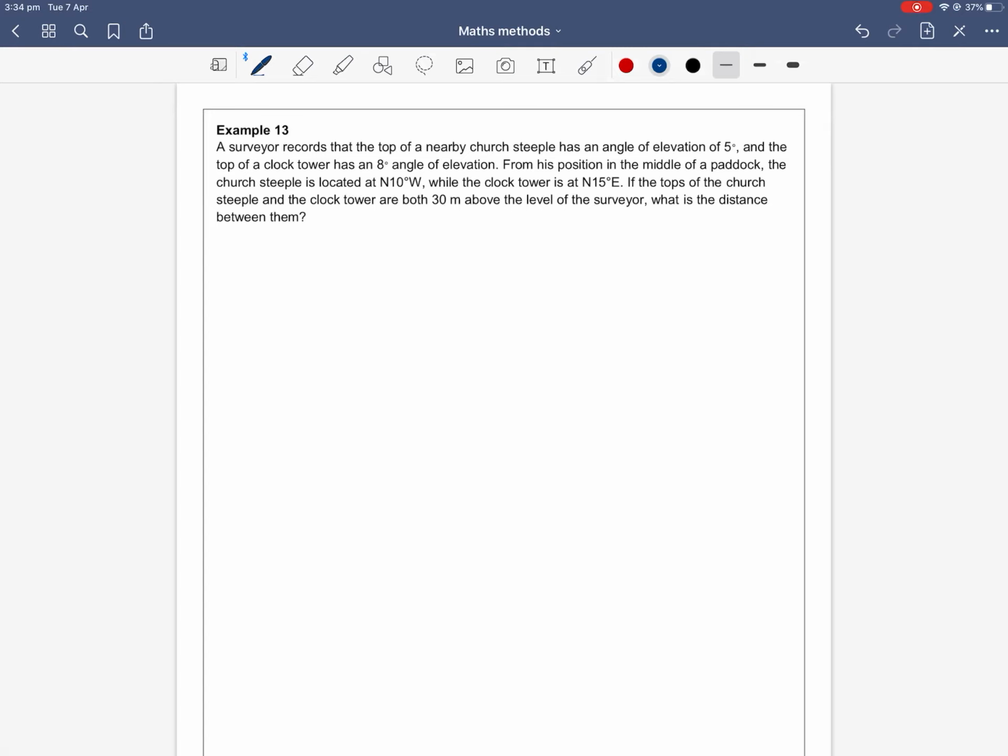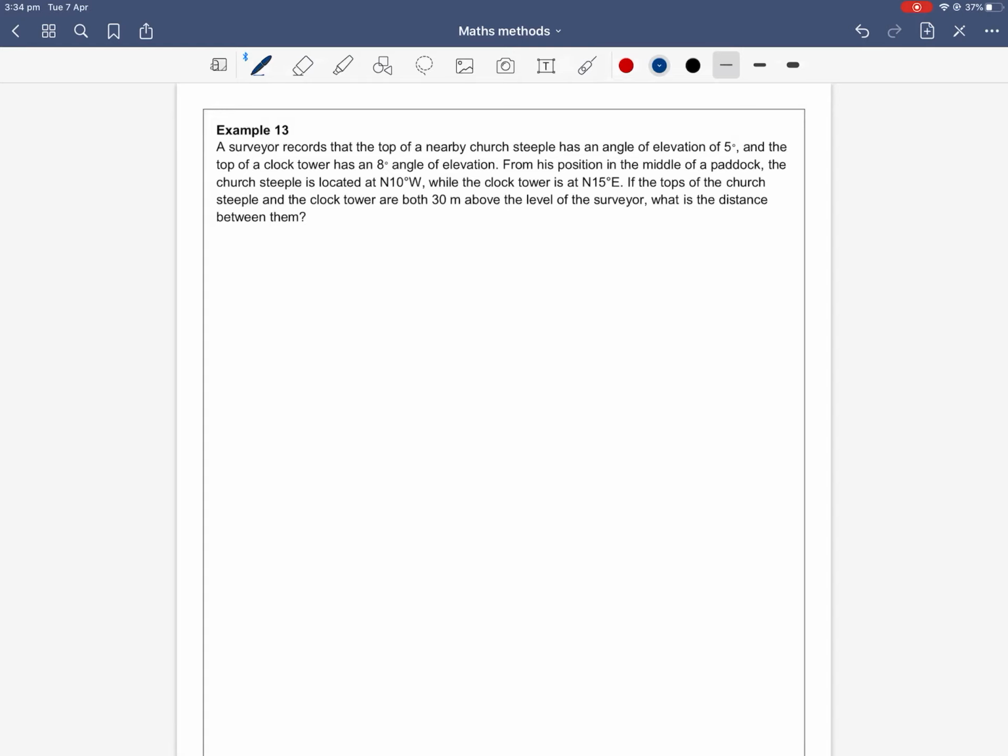So example 13 says, a surveyor records that the top of a nearby church steeple has an angle of elevation of 5 degrees, and the top of a clock tower has an 8-degree angle of elevation. From his position in the middle of a paddock, the church steeple is located at north 10 degrees west, while the clock tower is at north 15 degrees east. If the tops of the church steeple and the clock tower are both 30 meters above the level of the surveyor, what is the distance between them, which is the distance between the church and the clock?